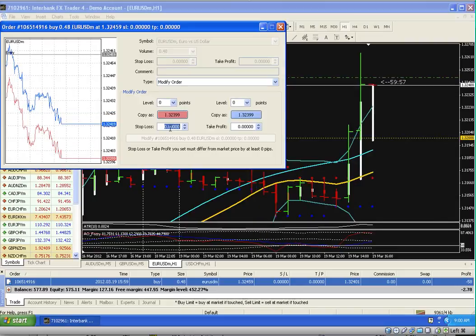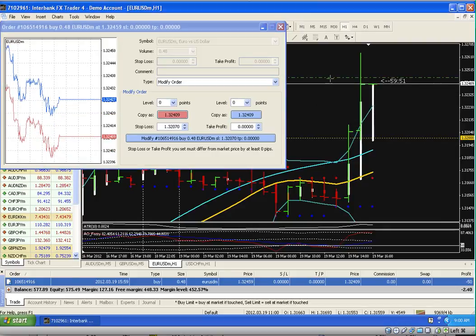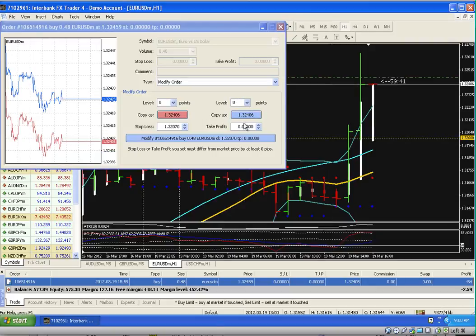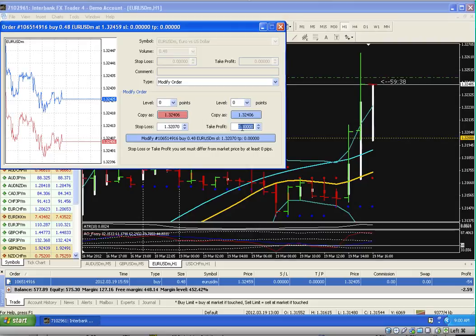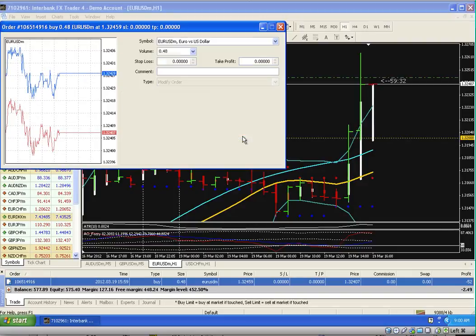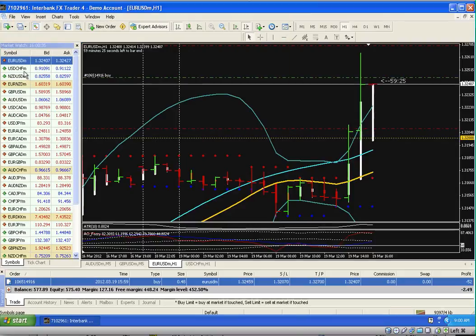And we're looking for a target of 24. So that would put us at 132.70. Alright, so that one's in. There were actually a lot of good setups coming up here right now.